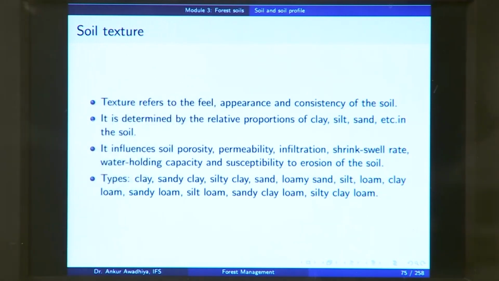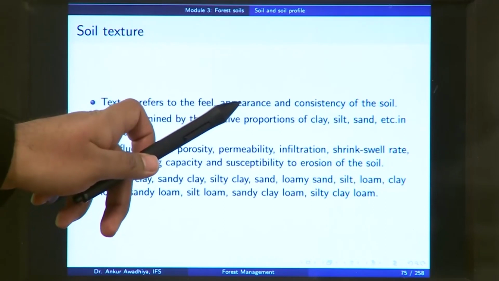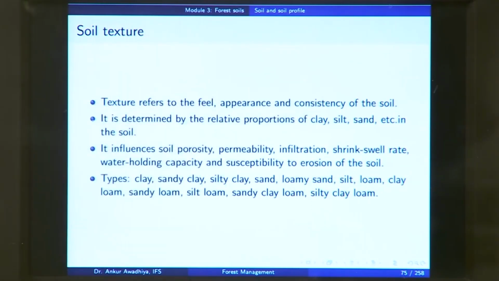So, if you take a sample of this soil in your hands and you try to break it apart into its smaller fragments, you can feel whether it is comprised of very fine particles, in which case the particles will feel like talcum powder, or it is comprised of coarser particles where it will feel like sand. So, texture refers to the appearance, the feel and the consistency of the soil. So, when you take this lump of soil and try to break it apart, if it is comprised of very fine particles, then probably it will be very much aggregated.